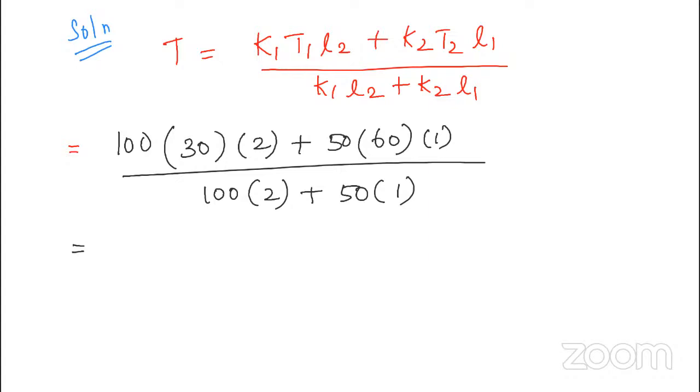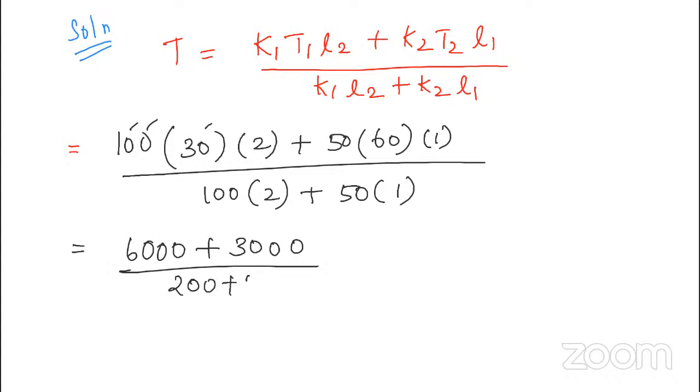Yes. Now we are multiplying all these values. So here 1, 2, 3 zeros. You put 3 zeros. 3 into 2, 6 plus here 2 zeros and 6, 5, 30 divide by it is 200 plus 50. Okay. So here 9,000 divide by 250. So here it is cancelled.